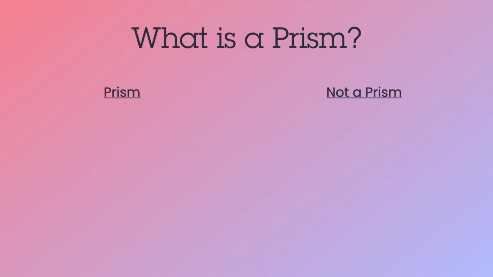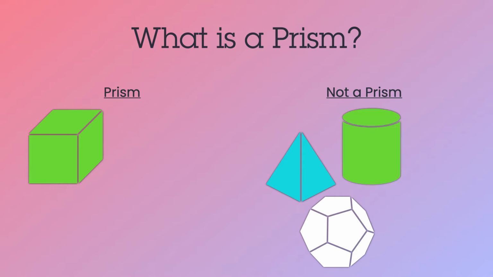What is a prism and what isn't? If you saw our first video just introducing 3D shapes, we had a whole bunch of 3D figures that were categorized as either polyhedra or circle-based shapes. Out of all of those, our cube is a prism, but the pyramid is not, and the dodecahedron was not, the cylinder was not, and the cone was not, and the sphere was not.